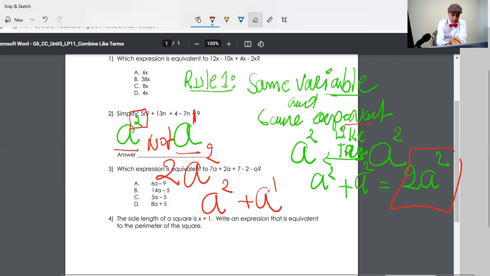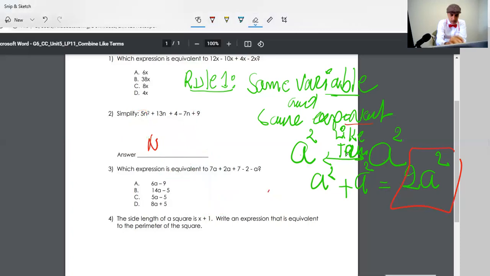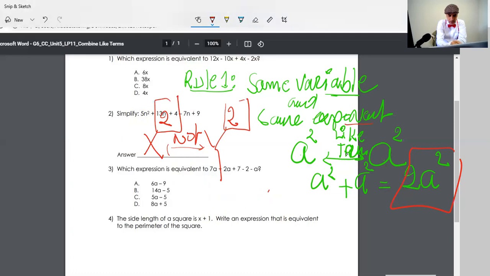Let's do another example. If I have, let's say, X with the 2 on top and a Y with the 2 on top, these are not like terms. Why are they not like terms? Yes, they have the exponent 2 and 2, but the variable is not the same. Here is X, here is Y. I can't group them together. So if I have them like this as an expression, it stays like that. You cannot combine them together, okay?